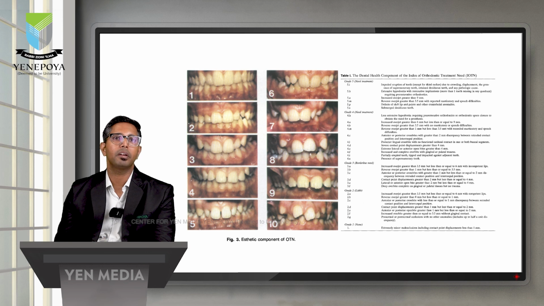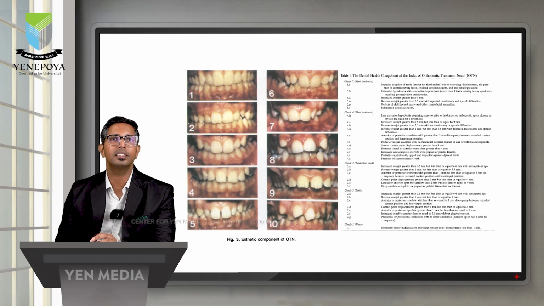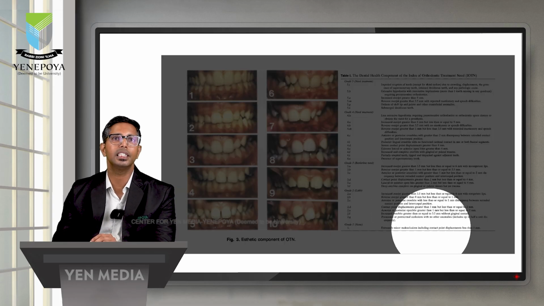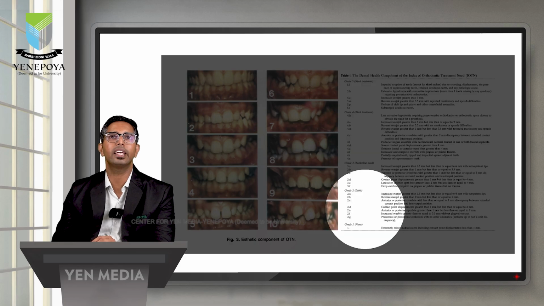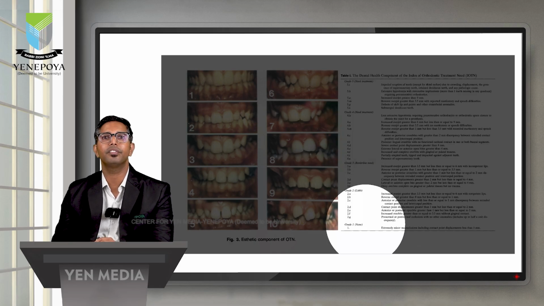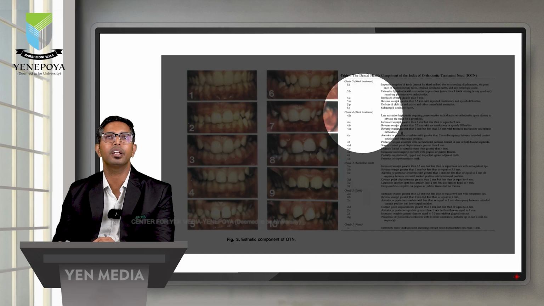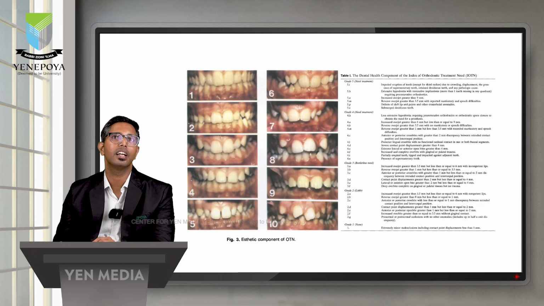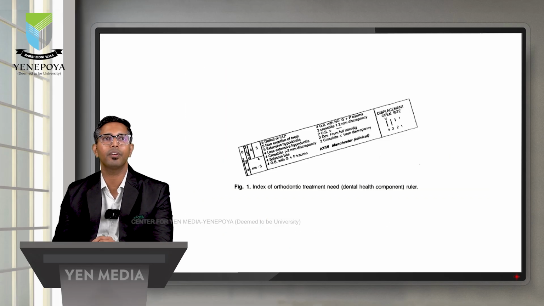This is the IOTN. One important factor of IOTN is there are two components. One is the aesthetic component and another is the dental component. Here this is the aesthetic component, what you can see here, the 10 charts which are there, and these are the 5 gradings, where first one is no treatment, little treatment, borderline need of treatment. Grade 4 and grade 5 are the things which require your treatment for sure, and these are the ones which are usually indicated for treatment by them.